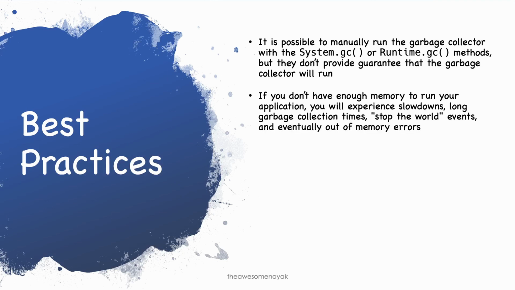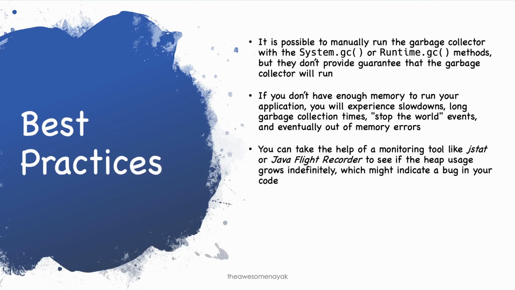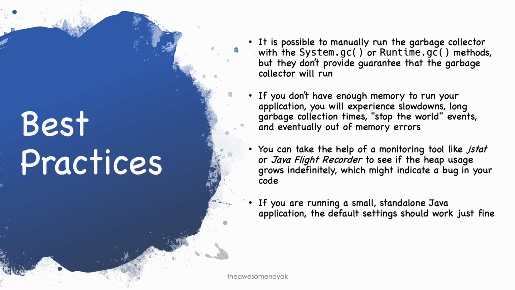If you don't have enough memory to run your application, you will experience slowdowns, long garbage collection times, stop-the-world events, and eventually out-of-memory errors. This can indicate that your heap is too small, but this can also mean that you have a memory leak in your application. You can take the help of a monitoring tool like JStat or Java Flight Recorder to see if the heap usage goes up indefinitely, which might indicate a bug in your code. If you are running a small standalone Java application, you will most probably not need any kind of garbage collection tuning. The default settings should just work fine.